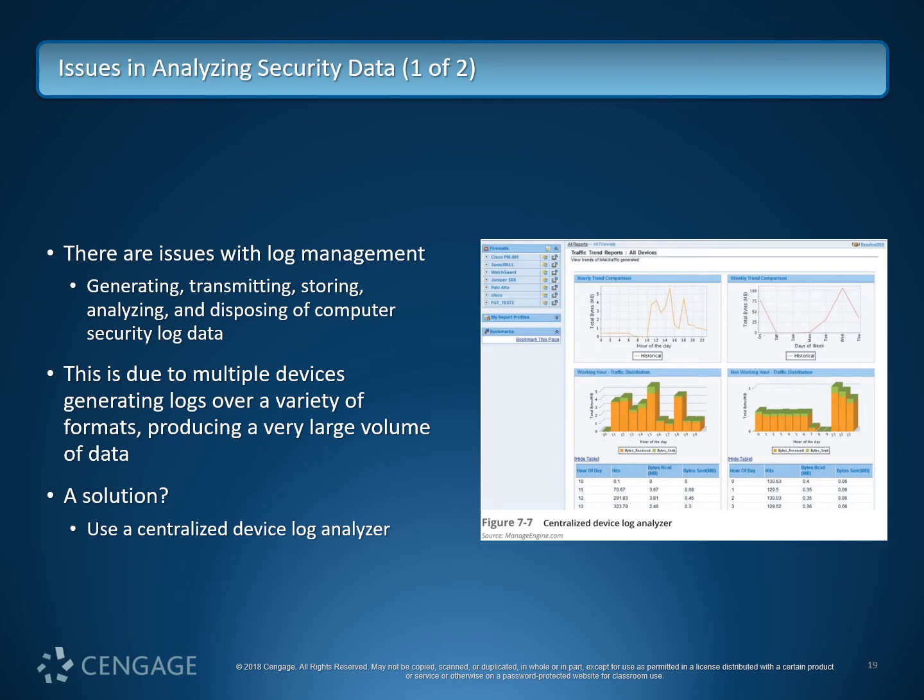So how do we do this? How do we fix it? In this case, we have ManageEngine in the graphic on the right. This is a centralized device log analyzer. So this can do part of that correlation stuff we were talking about earlier, making sure we can identify trends over the entire network based on commonalities.